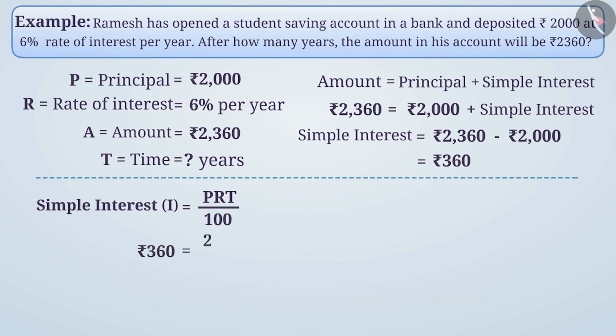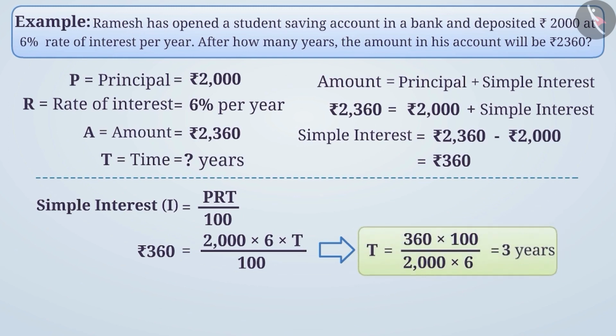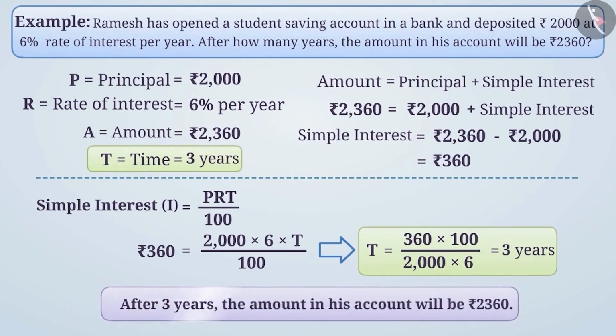Therefore, 360 is equal to 2000 into 6 into T divided by 100, or 360 into 100 divided by 2000 into 6 is equal to T. Or we can also write it as T is equal to 360 into 100 divided by 2000 into 6 years. After solving, we get T is equal to 3 years. This means time is equal to 3 years. That is, after 3 years, the amount in his account will be rupees 2,360.